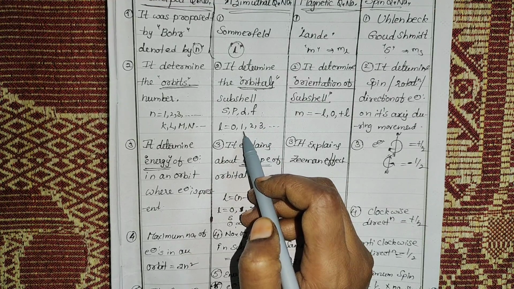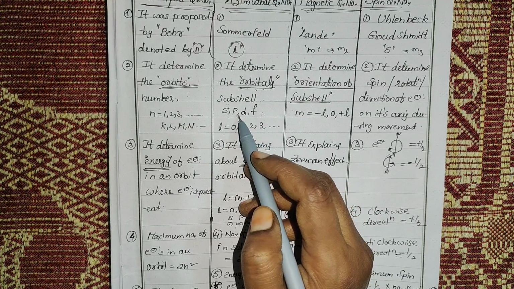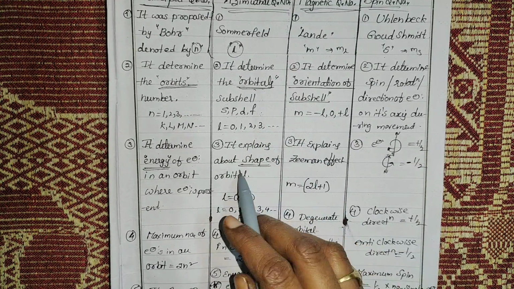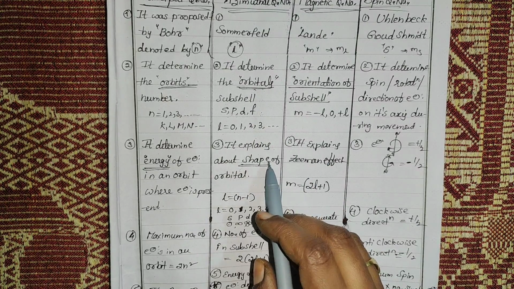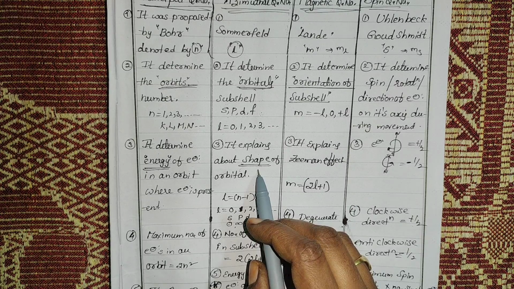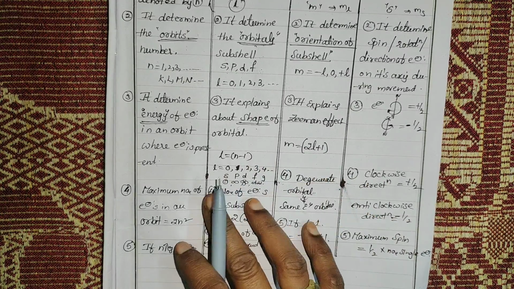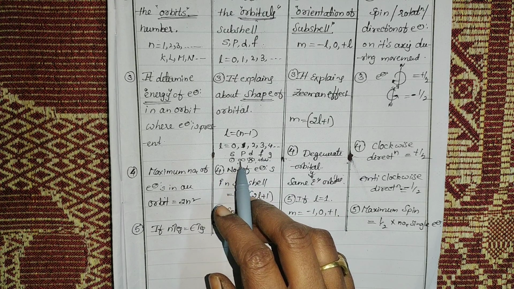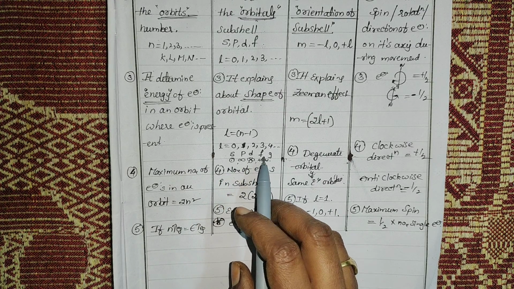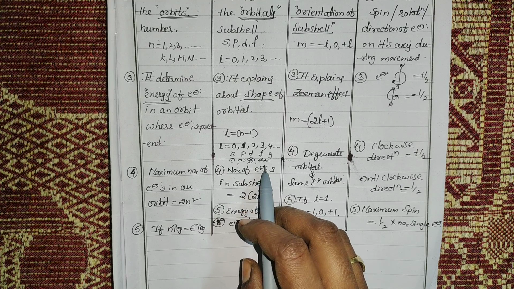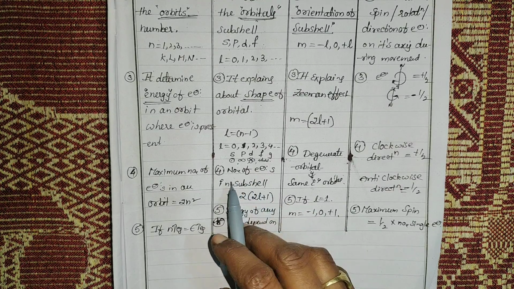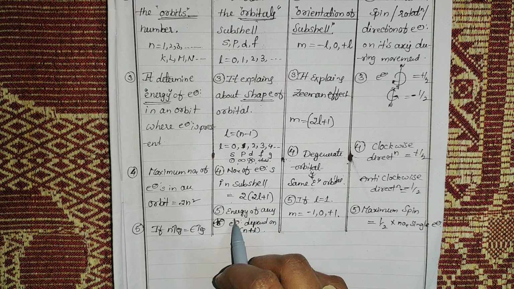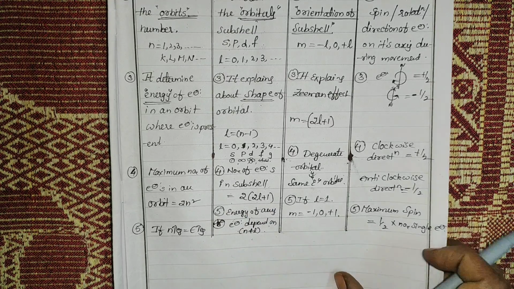When l value is 0, it is an s orbital; when l is 1, a p orbital; l is 2, a d orbital; l is 3, an f orbital. The azimuthal quantum number mainly explains the shape of the orbital. l equals n minus 1. So we have to write like this: the s orbital is spherical, the p orbital is dumbbell shaped, the d orbital is double dumbbell shaped, and the f orbital is four-fold. Next, the number of electrons in a subshell is 2 into (2l plus 1), and the energy of any electron depends on the n plus l value.